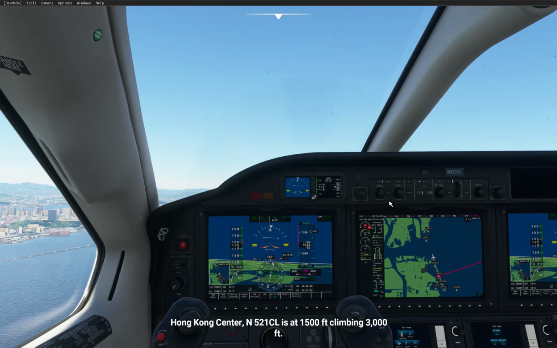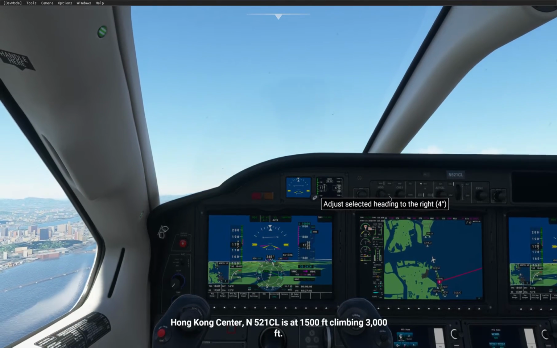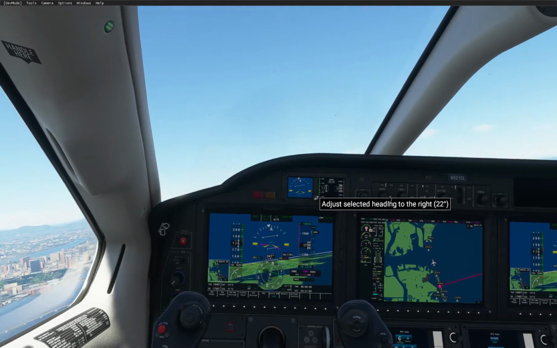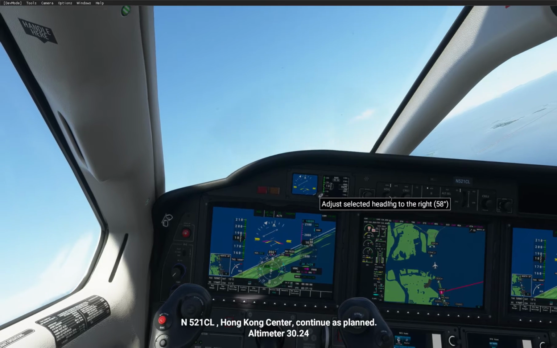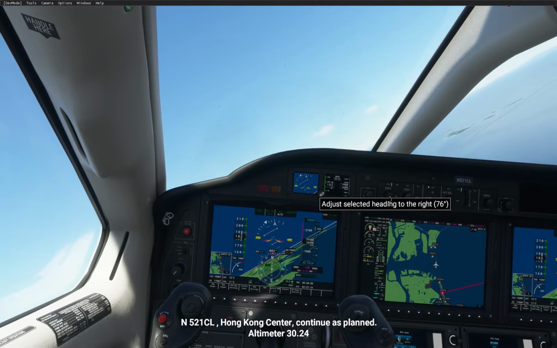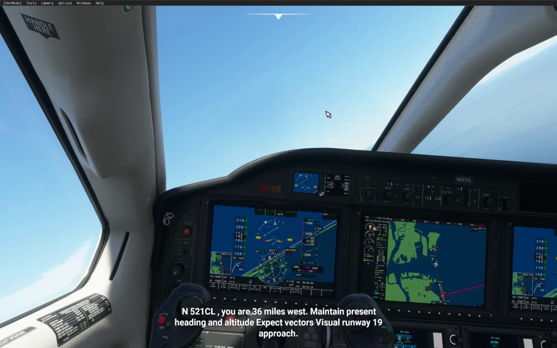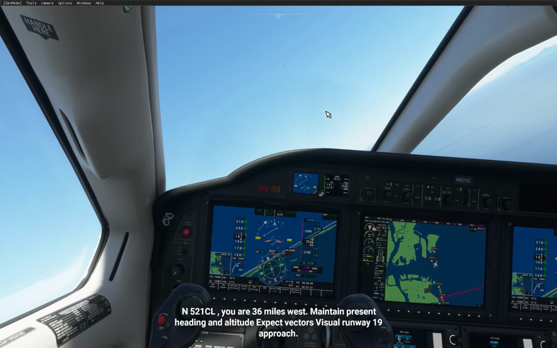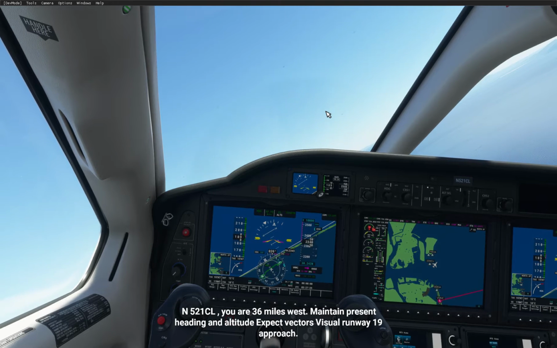Hong Kong Center at flight to 1 Charlie Lima is at 1,500 feet, climbing 3,000 feet. N5 to 1 Charlie Lima, Hong Kong Center, continue as planned. Altimeter 30.24. N5 to 1 Charlie Lima, your tree 6 miles west. Maintain present heading and altitude. Expect vectors visual runway 19er approach.